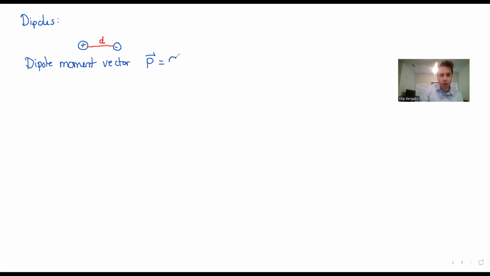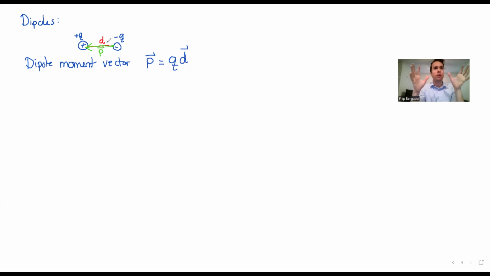P is just the Q, so the charge of, in this case, on one side we have plus Q, on the other side we have minus Q. So P is defined as the charge times the distance vector between these two. And crucially, this vector points towards the positive charge. So this is the direction of the dipole moment vector.